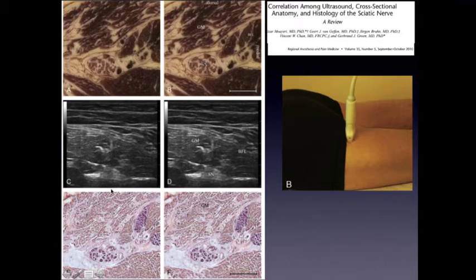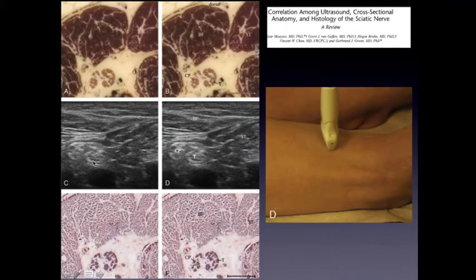Now here we are at the popliteal level, and here we can distinguish a very important aspect of the sciatic nerve at this level: the nerve tends to be round, and of course there are already branches, two terminal branches, the common peroneal and the tibial nerve, as we can see here in the cross-section.